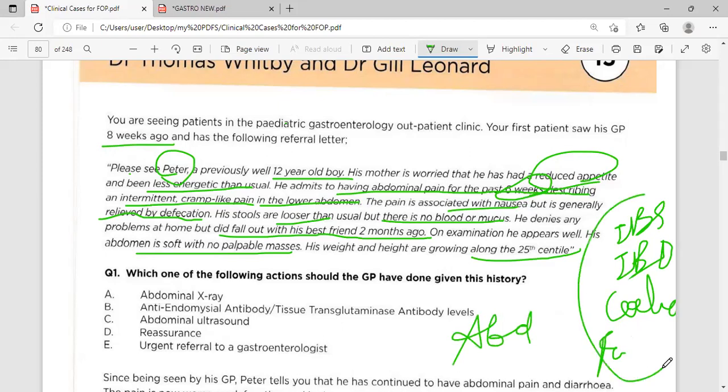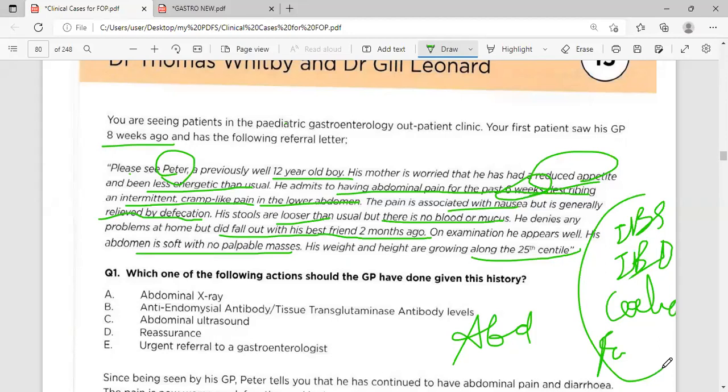Now, when you have these cases, you are thinking that, okay, this is a case of chronic abdominal pain, and you are having all these thoughts in mind that this could be the cause, this could be the differential diagnosis. Now you need to exclude one by one. First of all, before excluding, tell me the most important points from this case. What are the important things?